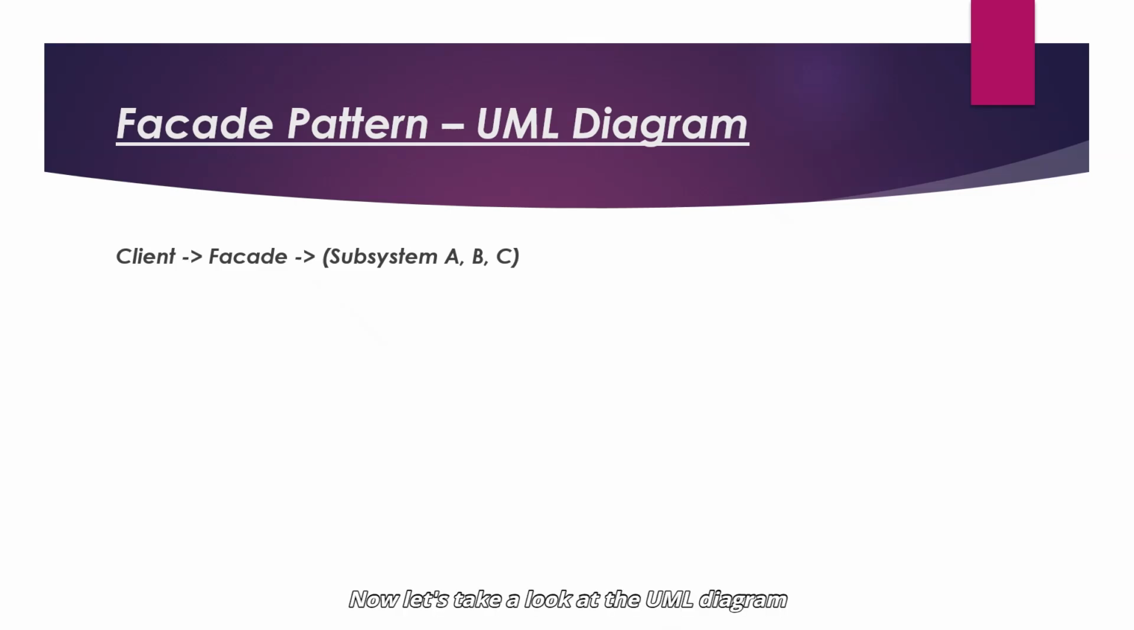Now let's take a look at the UML diagram of the facade pattern. In this diagram, you will see that the facade class provides a simplified interface to the client. The client communicates only with the facade, which in turn interacts with the various subsystems represented as separate classes in the diagram. The subsystems themselves are hidden from the client, making the system easier to use and maintain. Notice that the client is not aware of the complexities of the subsystems, which is the primary benefit of the facade pattern.